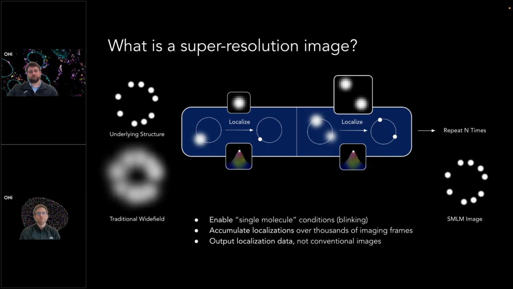So again, tip number 2: sometimes we do have images that come out of our super resolution systems, but the data that we're actually generating in super resolution is a point cloud. It's location data. It's basically localization data of where the underlying fluorophores are.